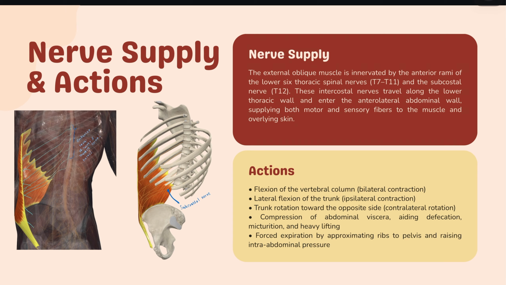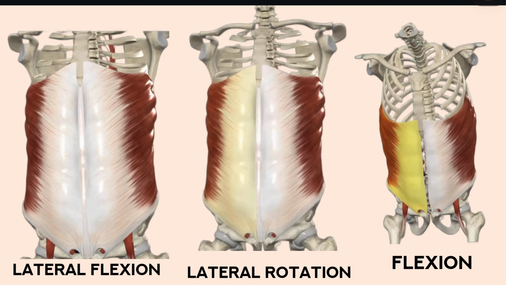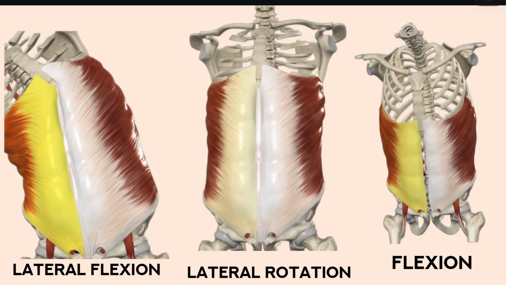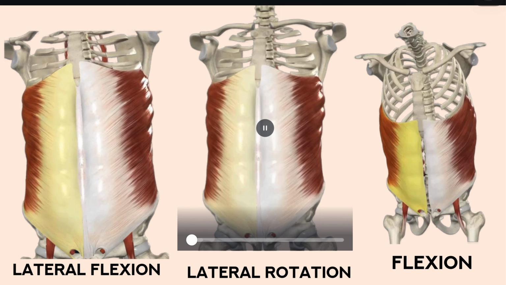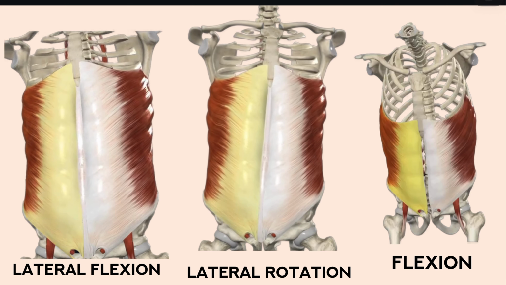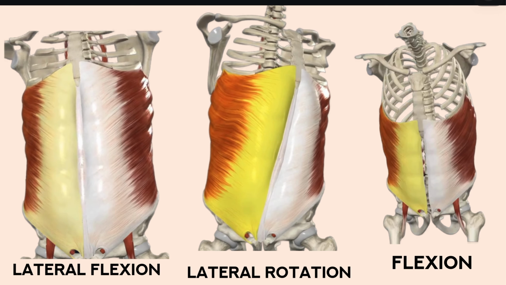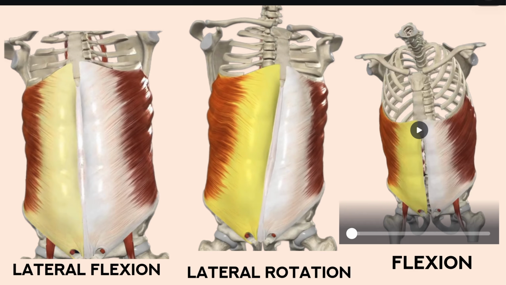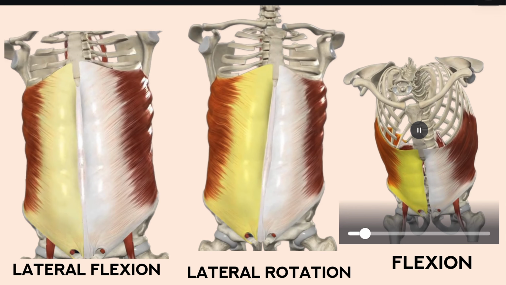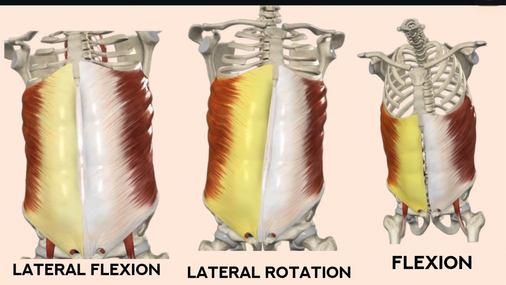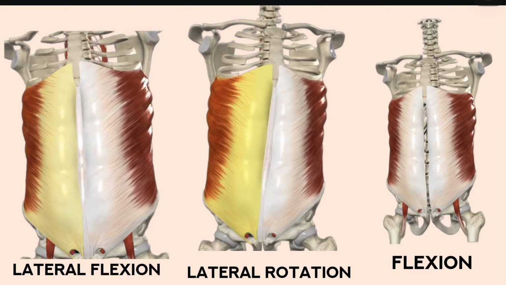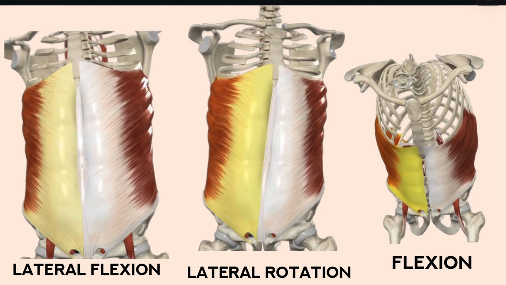If we talk about the actions, we can see flexion of the vertebral column, lateral flexion of the trunk, and rotation. Here you can see how lateral flexion occurs, and lateral rotation occurs, and trunk flexion. These are the actions.